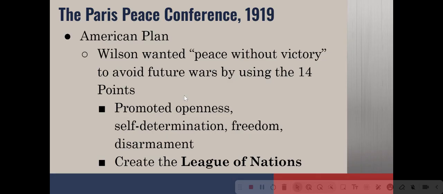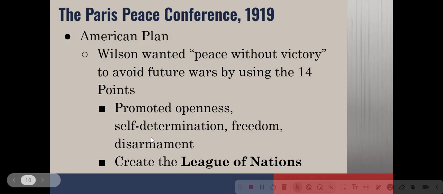So the American peace plan, Wilson had said that he wanted peace without victory. The idea that we end the war, that was the goal of the war, just end the killing. And he wanted to use the 14 points to then make it so there would not be another war. The 14 points are kind of a framework for keeping the peace. In their most basic, they promote openness, things like trade, getting countries to trade with each other so they're reliant on each other, so they're less likely to go to war.